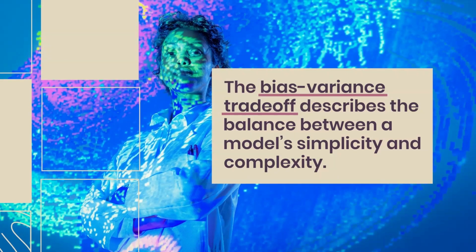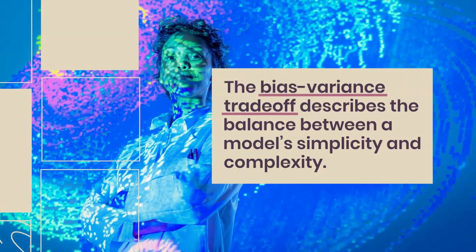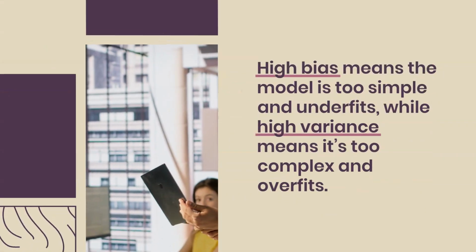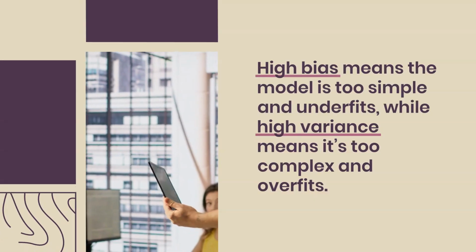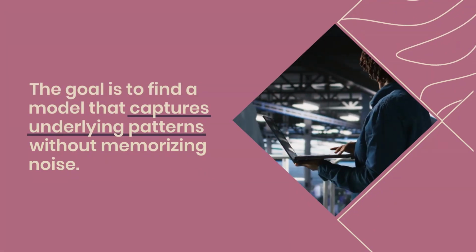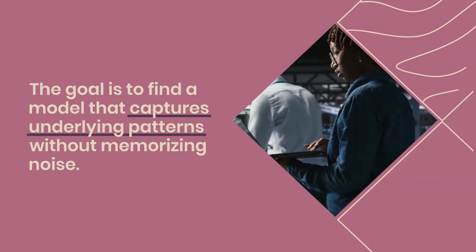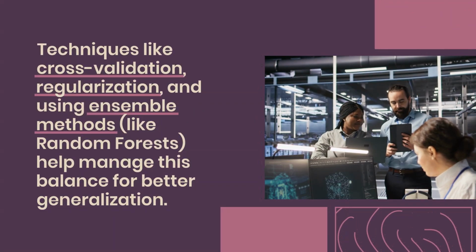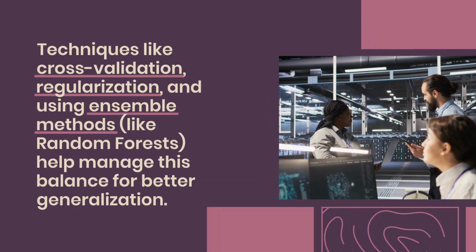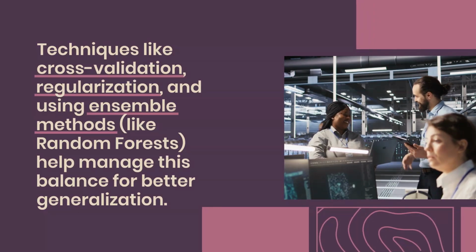7. What is bias-variance trade-off? The bias-variance trade-off describes the balance between a model's simplicity and complexity. High bias means the model is too simple and underfits, while high variance means it's too complex and overfits. The goal is to find a model that captures underlying patterns without memorizing noise. Techniques like cross-validation, regularization, and using ensemble methods, like random forests, help manage this balance for better generalization.